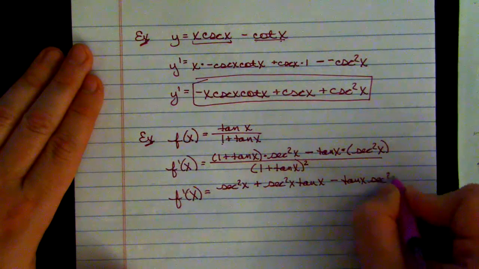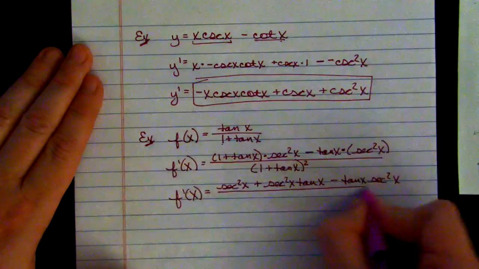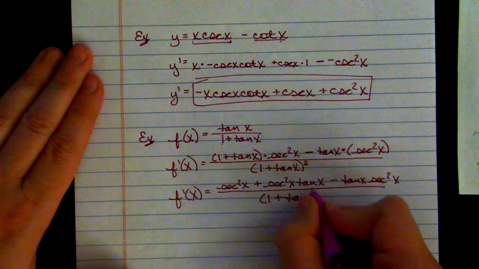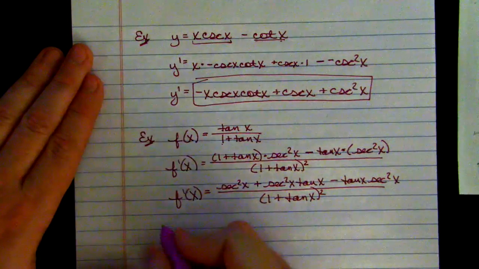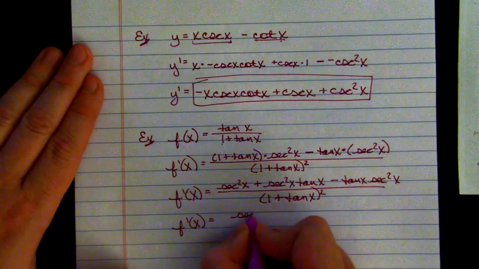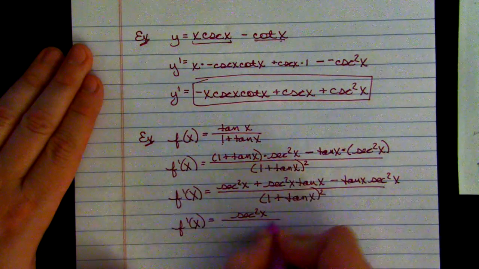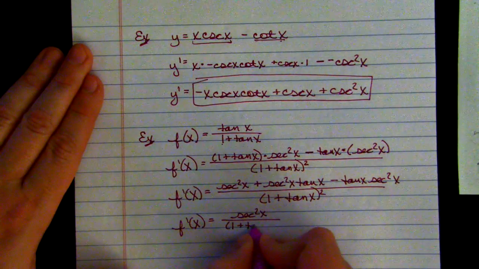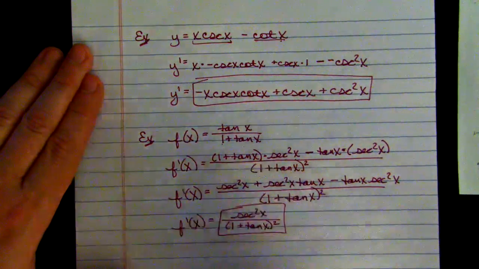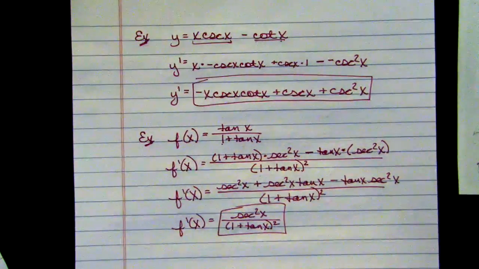Oh, that's kind of nice. They're going to cancel. All over 1 plus tan x, that thing in parentheses squared. So f prime of x is going to equal secant squared x over 1 plus tan x, that thing in parentheses, squared. And there we go.